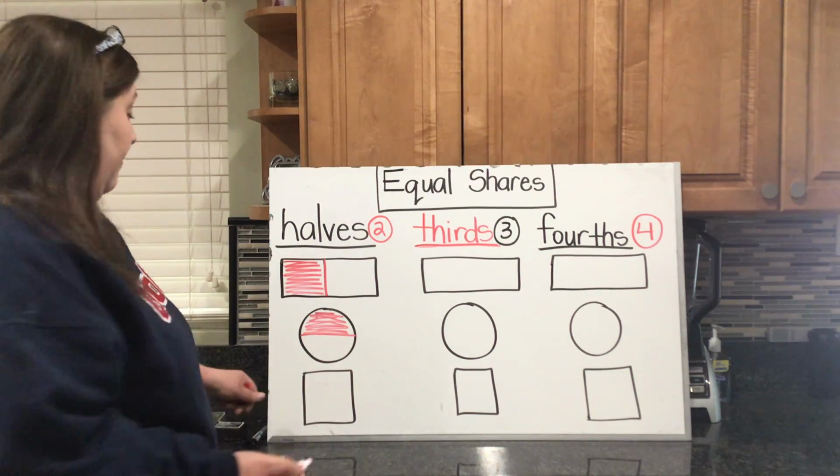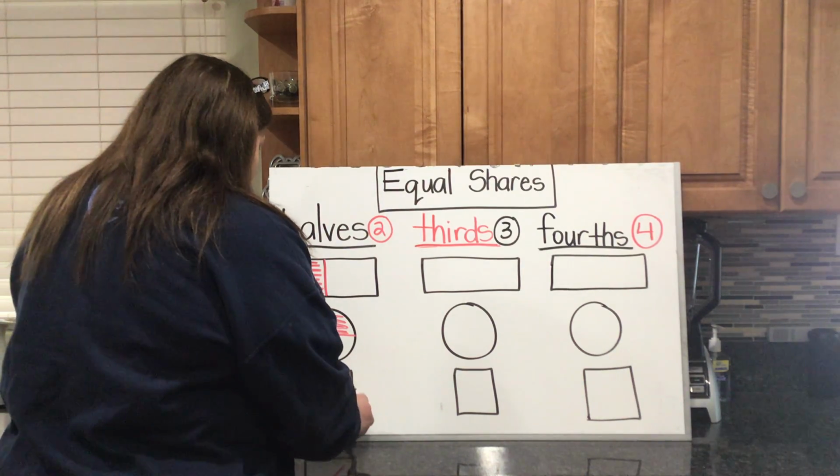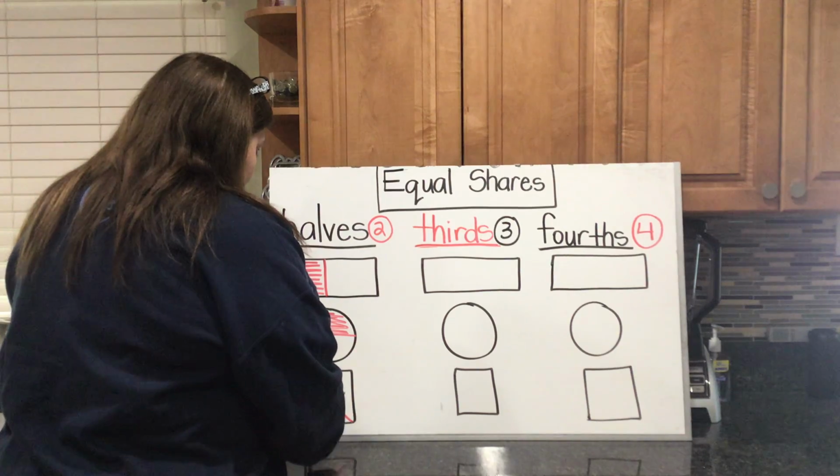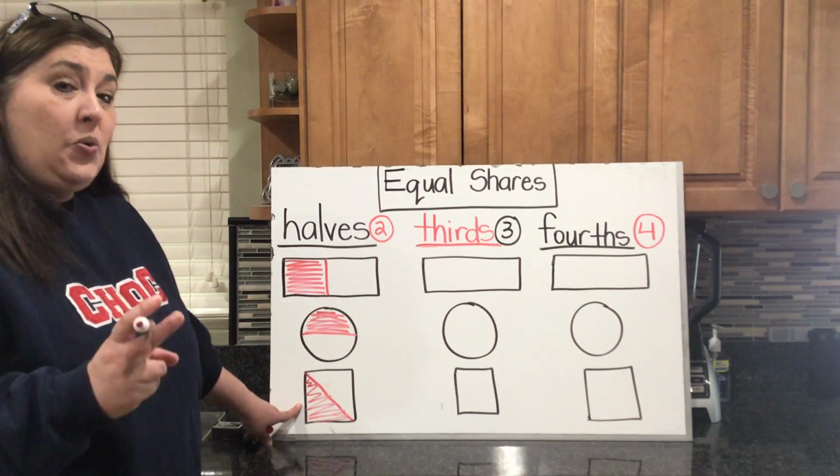Same thing with the square. I'm going to just go diagonal on the square, kind of like I cut my sandwich. And I'm going to shade it in to show halves. Remember, halves is 2 equal parts.